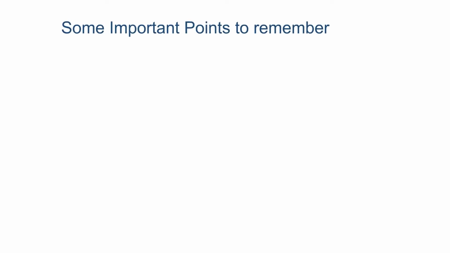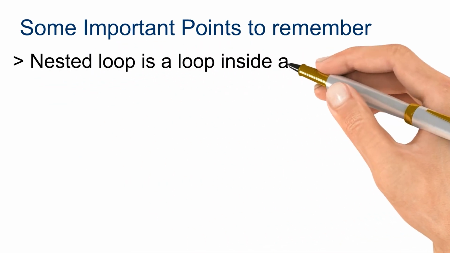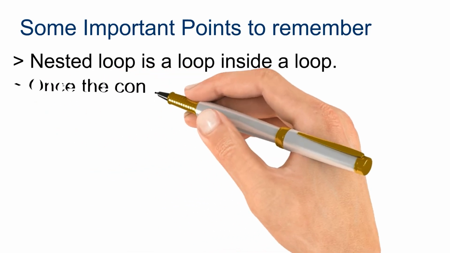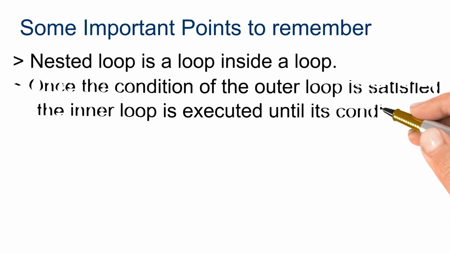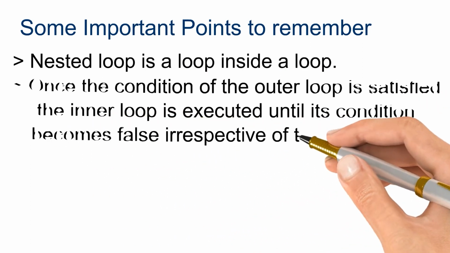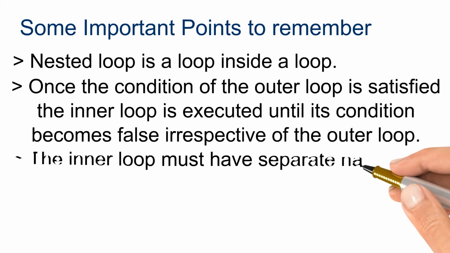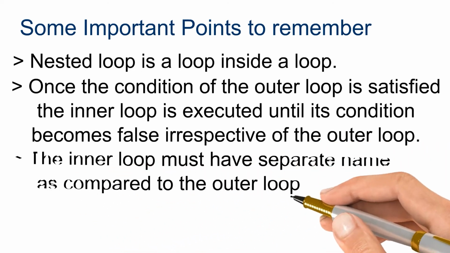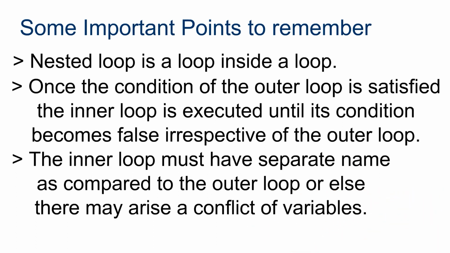There are some points to be remembered while performing any operation with nested loops. These are: a nested loop is a loop inside a loop. Once the condition of the outer loop is satisfied, the inner loop is executed until its condition becomes false, irrespective of the outer loop. The inner loop must have a separate variable name compared to the outer loop, or else there may arise a conflict of variables. So this was all about nested loops.